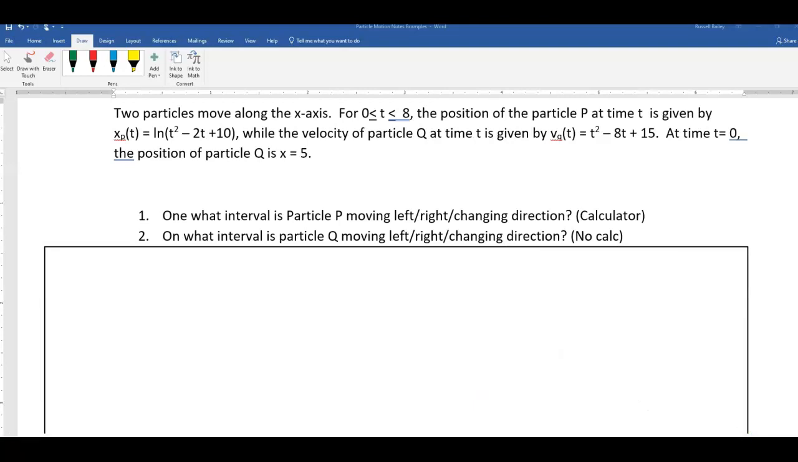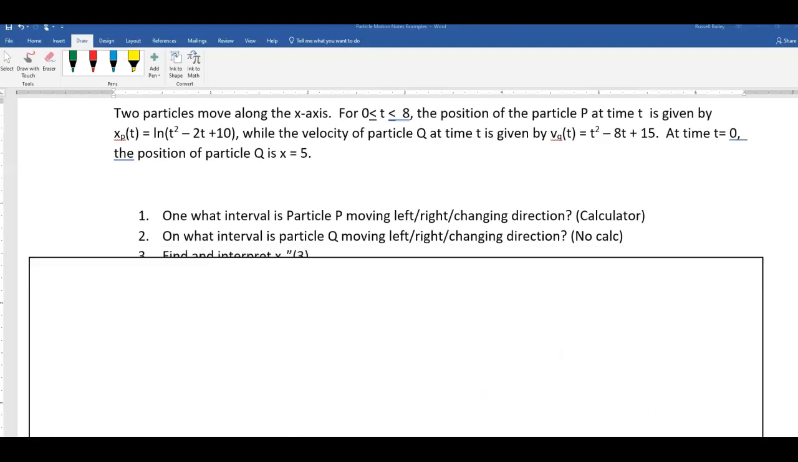So here's how you would do it without a calculator and a velocity function. You're going to take your velocity function and you're going to set it equal to 0.